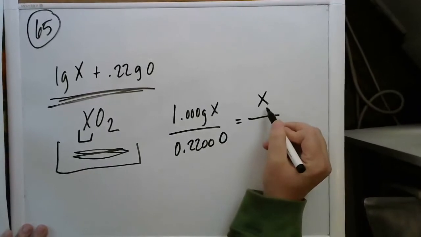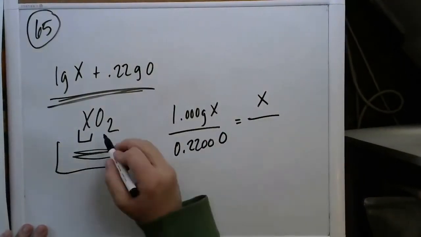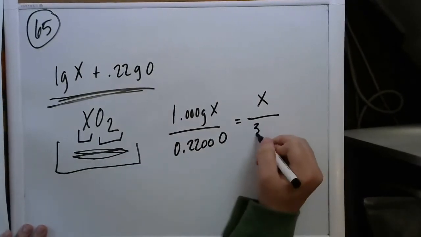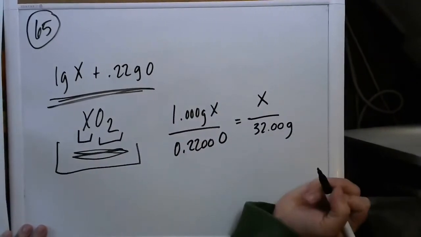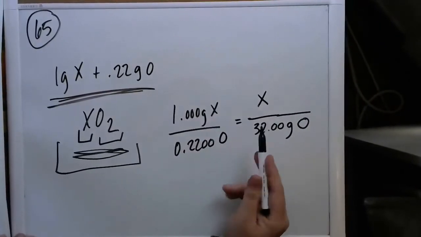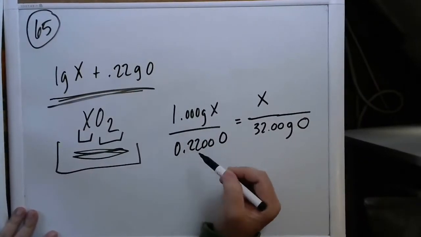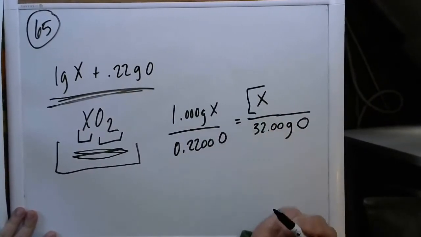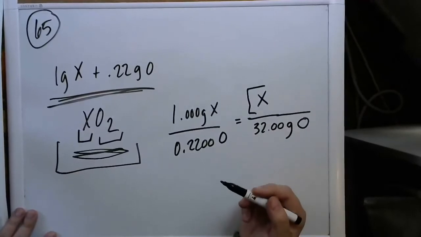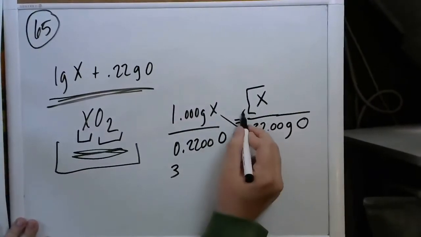We also know from our formula of the compound, XO2, that we're going to have 1 X atom for every 2 oxygens. And we know that 2 oxygens are 32.00 grams of oxygen. Okay, so now we've set up a proportion for ourselves. So we can use this relationship to figure out what the mass of X is on its own. Okay, so do my cross multiplication here.